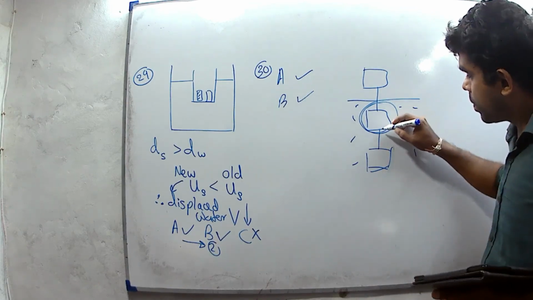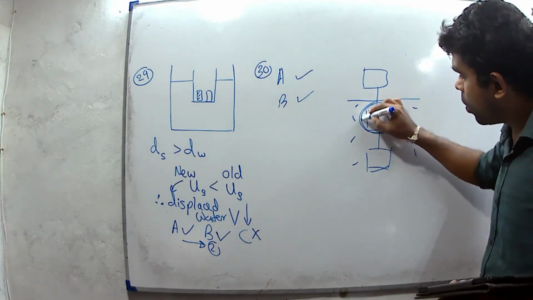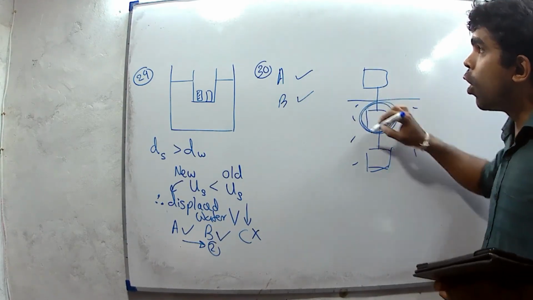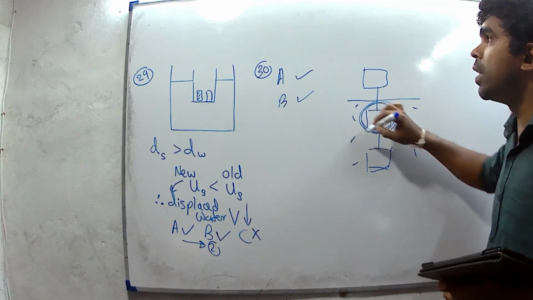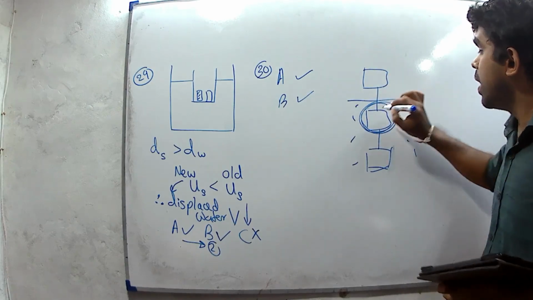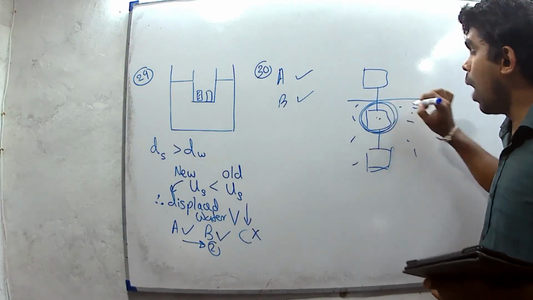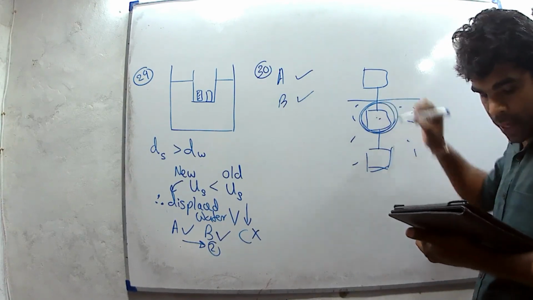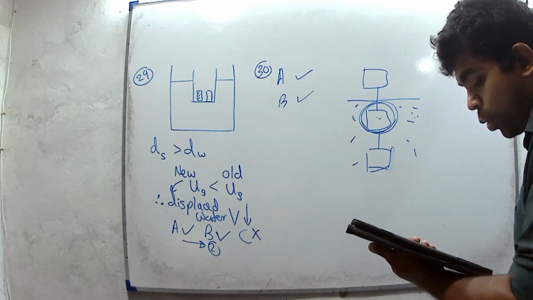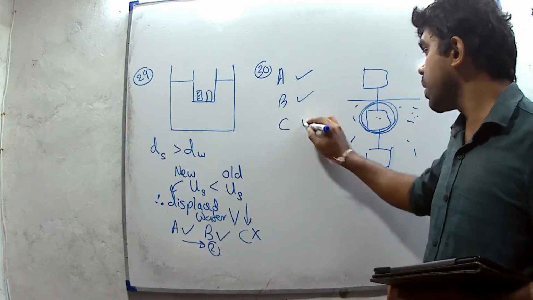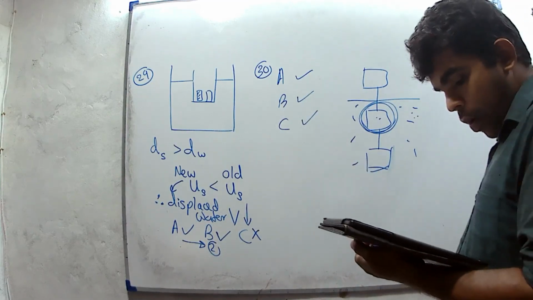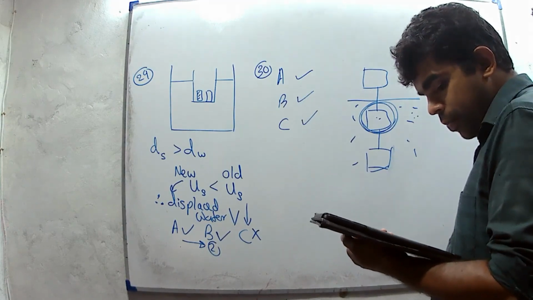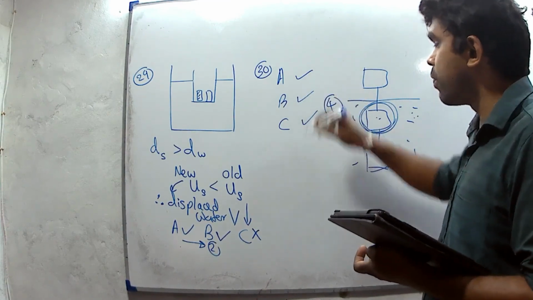Therefore, it means there is no upthrust or weight acting on this object. It means it is equal to the outer medium. Then the outer medium is ρ5. ρ5 should be equal to ρ2. Then C also correct. A, B, C all true. Then the fourth one is the answer for question number 30.